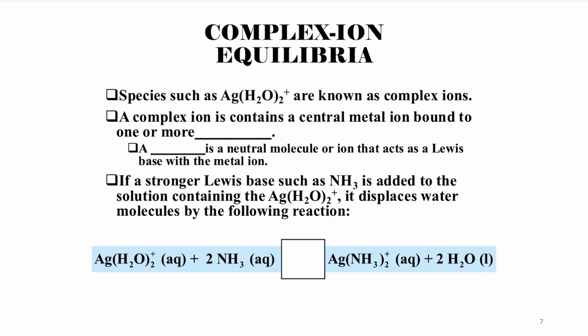And so these complex ions usually contain one or more ligands, is what we say. That's what we call these molecules that bind them. And a ligand is going to be, most of the time, though it doesn't have to be, a neutral molecule or ion that acts as a Lewis base. And a Lewis base, does anyone remember what a Lewis base is?